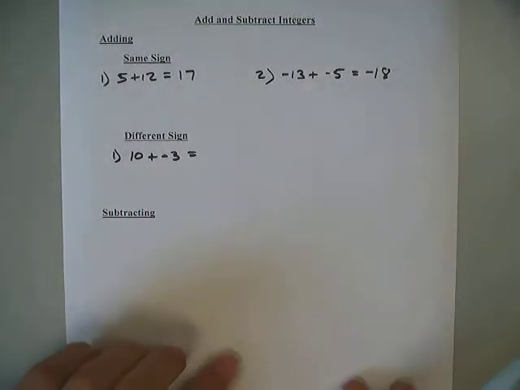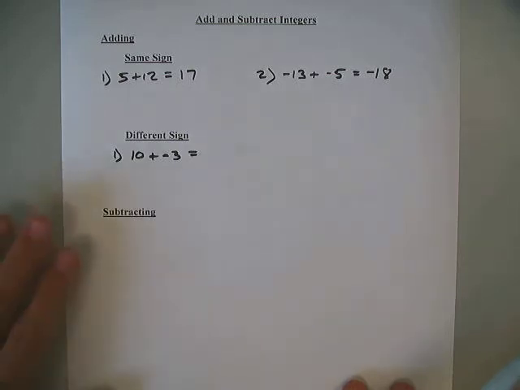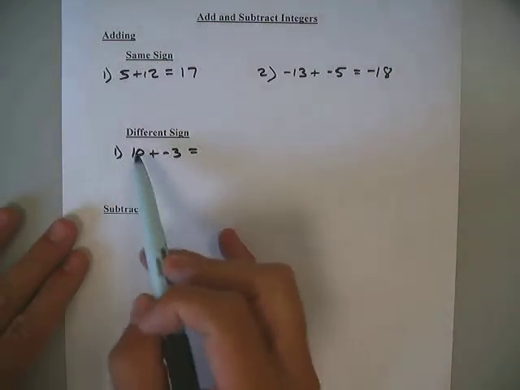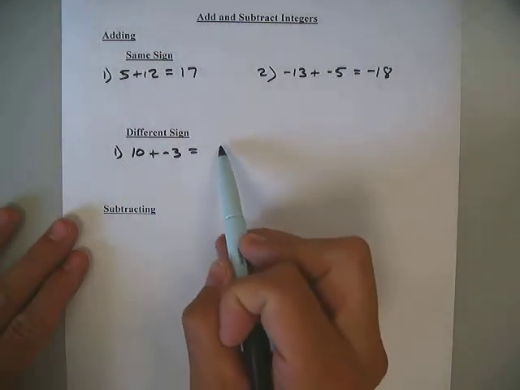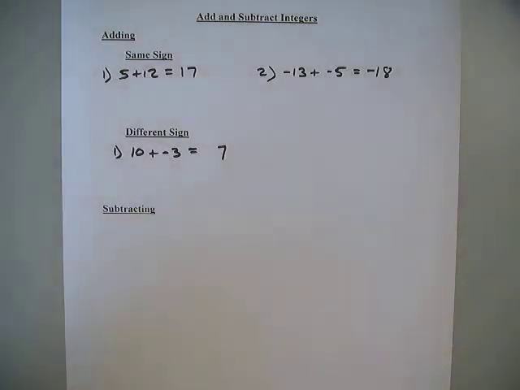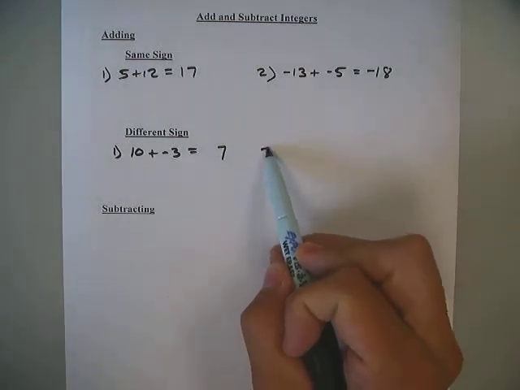You have 10 positives and 3 negatives. Well, you're going to have some canceling happening. Well, canceling is just like subtracting. You're going to be taking away. So what you're going to do is you're going to subtract 10 minus 3, and you're going to get 7. And then the question is, which one of those, positives or negatives, did I have more of? Well, I had more positives, so my answer is going to be positive.